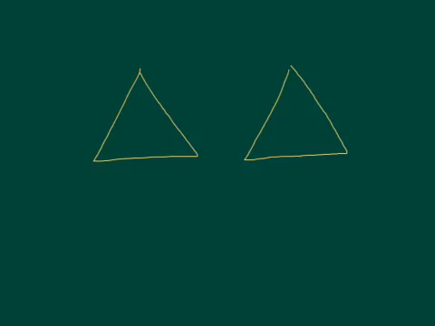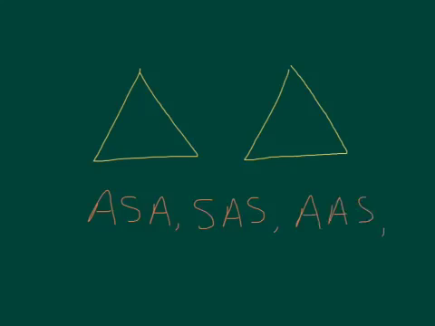Now the postulates that prove two triangles are congruent, if you recall, are angle, side, angle; angle, angle, side; side, side, side; and hypotenuse, leg. Once we've gotten to one of those postulates, we can stop, and that's proof enough that two triangles are congruent. So let's jump into our first proof.